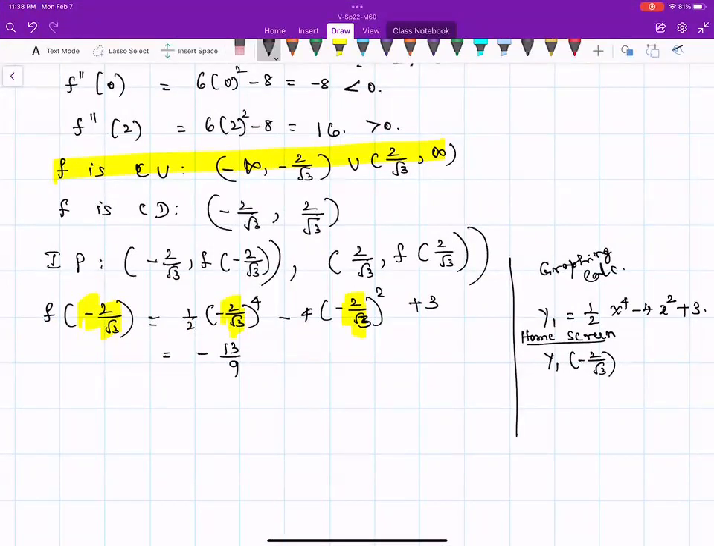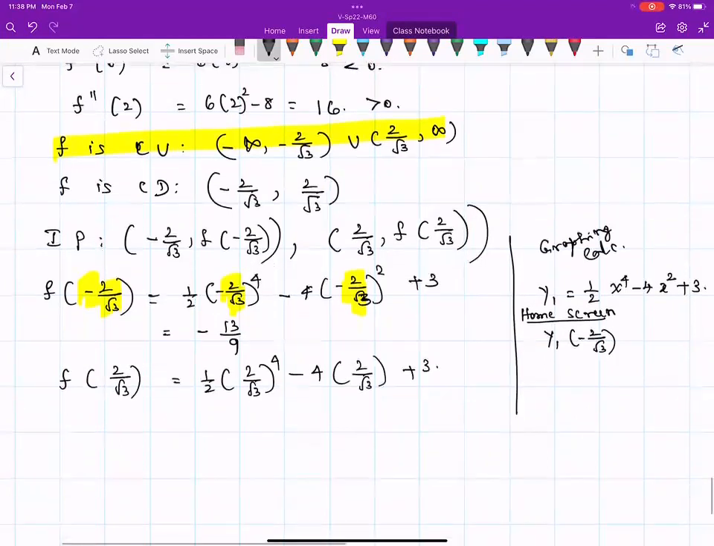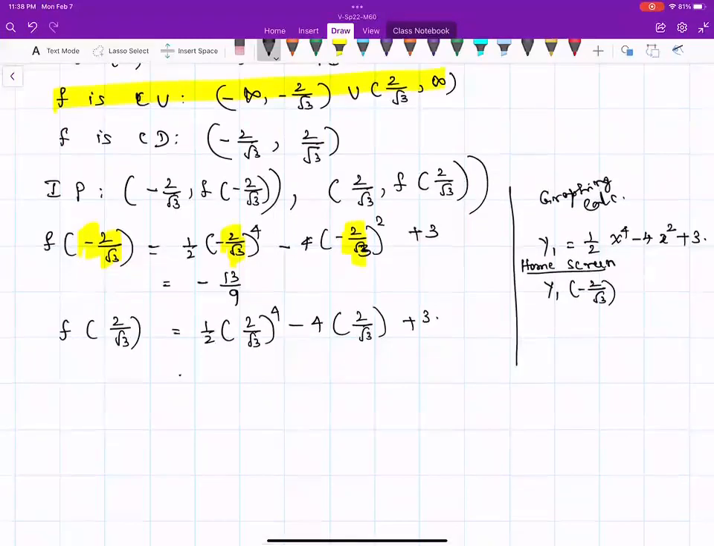And also we have one more inflection point, which is happening at 2 over radical 3. So it's f of 2 over radical 3, which is 1/2 times 2 over radical 3, the whole power 4, minus 4 times 2 over radical 3, plus 3, which will be again negative 13 over 9. Because the function is after all an even function, because of the power 4 square here makes it even.